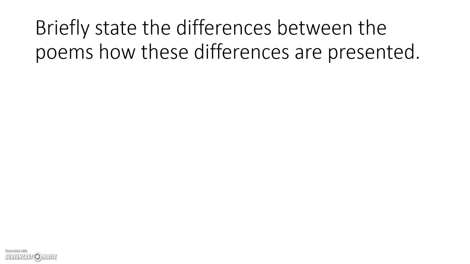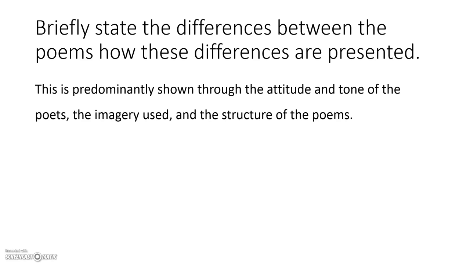Briefly state the differences between the poems and how these differences are presented. Now, obviously, because I've just talked about differences in my contention, I've chosen not to introduce this idea of differences in this sentence. I've just talked about how those differences are conveyed, how they're brought out by the poets. Okay? So this is predominantly shown through the attitude and tone of the poets, the imagery used, and the structure of the poems. We've talked a lot about tone, imagery, and structure in class, so hopefully this is starting to make a bit more sense to you.